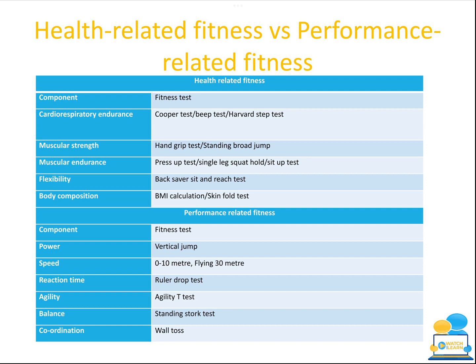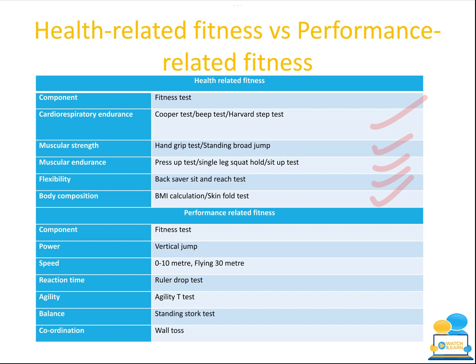So how to measure our health and performance related fitness then, our HRF, PRF? Well, here's a handy little table. So we have cardiorespiratory endurance. How that is measured then is using the Cooper test, we have the beep test, we have the Harvard step test. Okay, so very often athletes will use one of those to measure their cardiorespiratory endurance. Muscular strength, well, we have hand grip test for the upper body muscular strength, and we have standing broad jump for the lower body muscular strength. Muscular endurance, we have the press up test, single leg squat hold, and then we have also a sit up test for abdominal muscular endurance. Flexibility, back saver, sit and reach. You also have various other ways that you can measure flexibility of the different joints, like a shoulder flexion test, getting the range of motion of the shoulders. Body composition, we have BMI calculation and skin fold test.